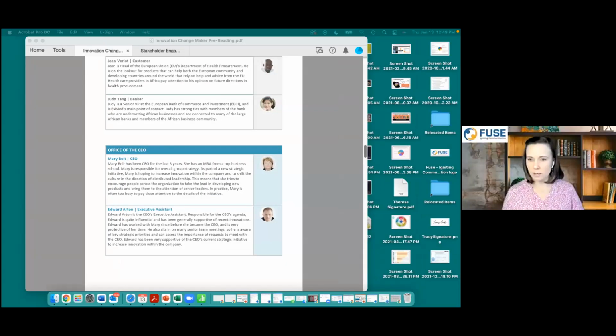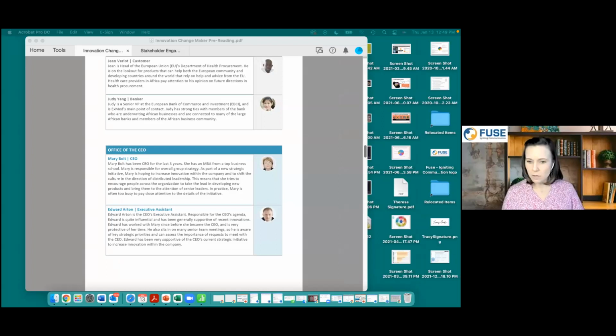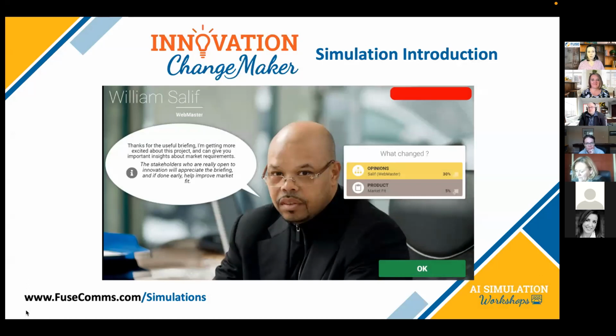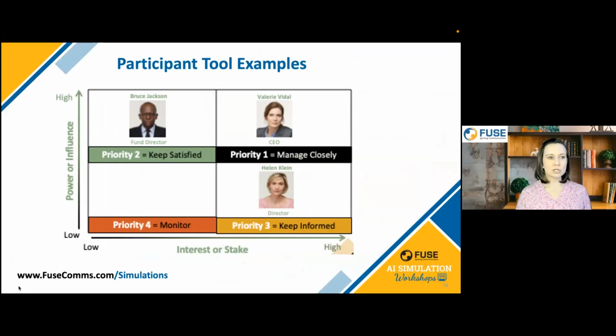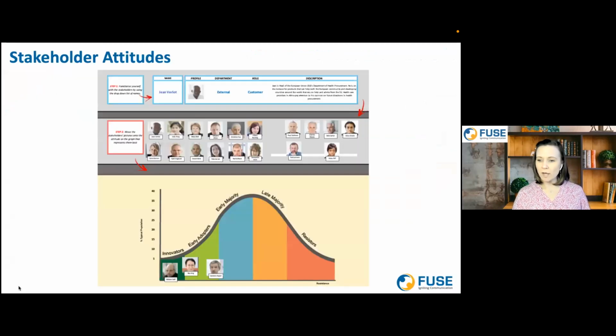So we'll pop back over to our PowerPoint, and we will just address there again that there's lots of different tools that we give the participants. This is another example of another tool we use to help participants prioritize their stakeholders to decide who they should spend their time with. I already showed you some of these other tools that we have here.